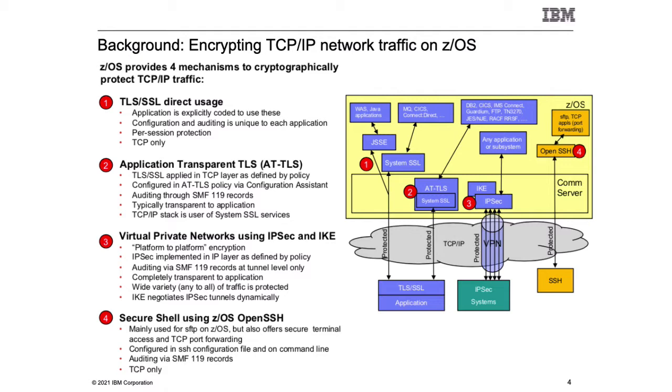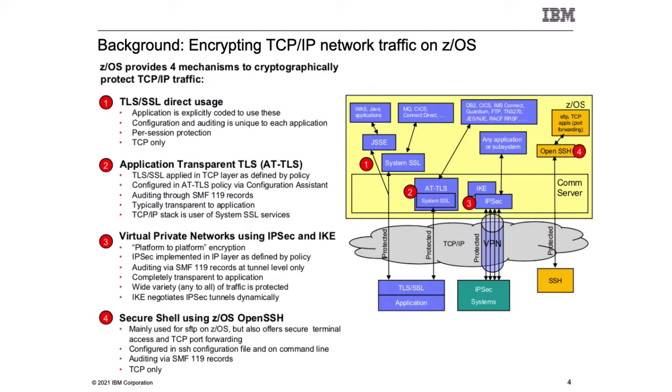The fourth and final path we see on this page is Secure Shell using z/OS OpenSSH. OpenSSH is another TCP-based mechanism and provides several capabilities, with probably the most popular being SFTP. OpenSSH provides its own configuration mechanism and its own auditing mechanisms.